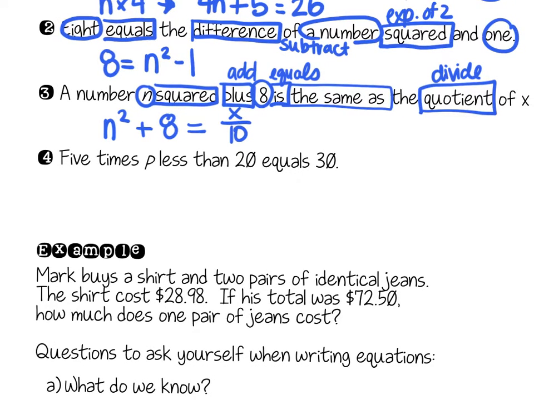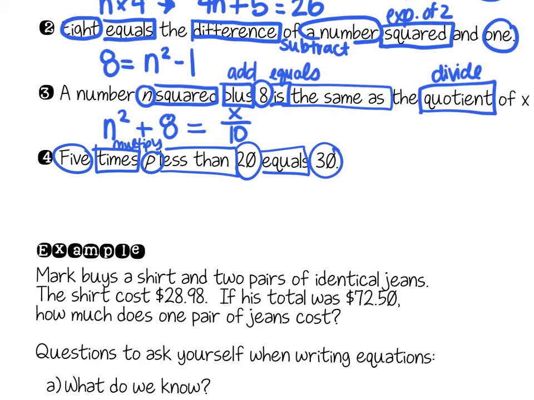All right, 4. 5 times p, so 5's a number, times tells us to multiply, of course. P less than 20 equals 30. So 5 times p less than 20 equals 30. So tricky part here is if it's less than 20, we're actually going to put the 20 first. So 5 times p less than 20. Oh, I got to use p though here. So remember they specified 5 times p. So I have 20 minus 5p. Remember when I attach the 5 and the p, that shows multiplication. And then equals 30.